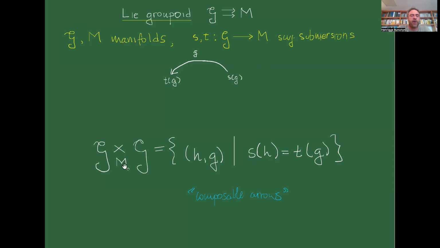So for that, I will define this fibered product here of G with itself over M, which consists of pairs of elements in G, denoting them by H and G, subject to the condition that the source, which is this S map, the source of H, matches the T map, the target of G. So that's the condition, right? And this is a nice smooth manifold, again, because these maps were taken to be submersions, right? And this space is where the multiplication will be defined.